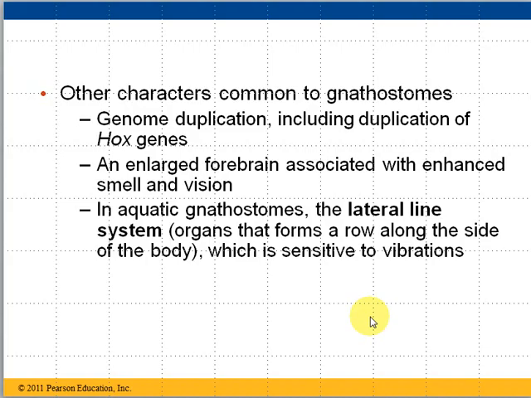So we have an even larger skull and brain, and that would allow for greater complexity in the ability to take in information. In aquatic gnathostomes, in certain fish and sharks and rays, they have what's called a lateral line system. That's an organ that forms a row along the side of their body, which makes them able to pick up vibrations in the water around them. And lots of these aquatic gnathostomes, the jawed fish and the like, use this lateral line system to detect when predators or prey are around.